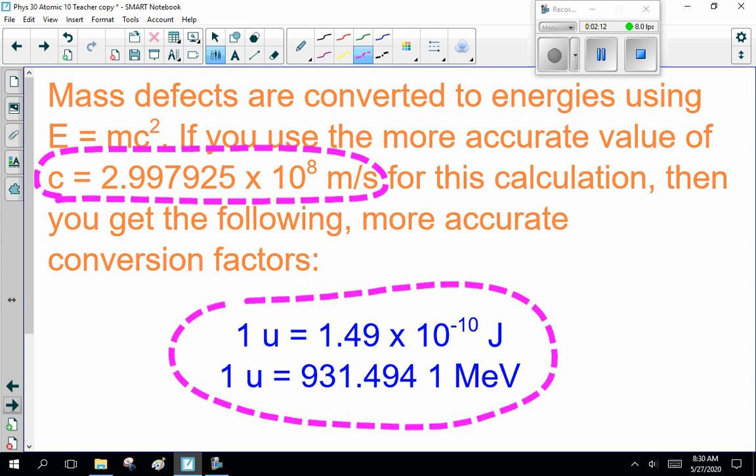And one atomic mass unit is 931.4941 megaelectron volts. So remember these for your calculations. They're not on your formula sheet. Write them down somewhere. Okay? Yes, I will give them to you on a test if you have to do the calculations.